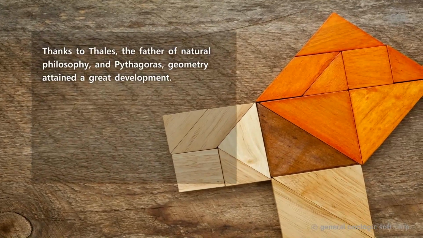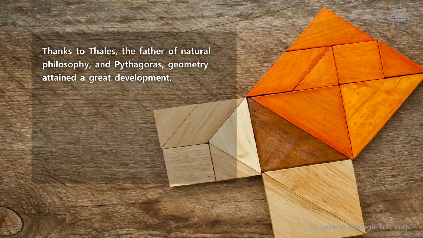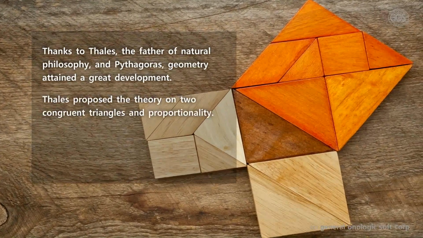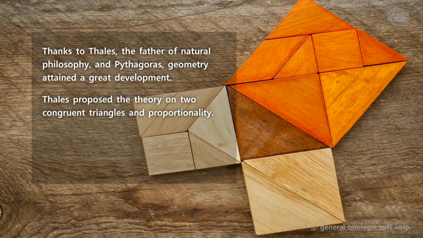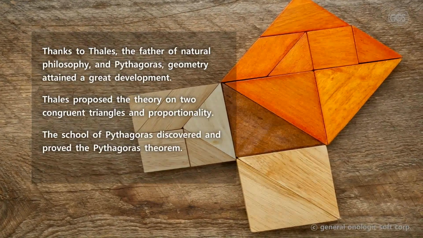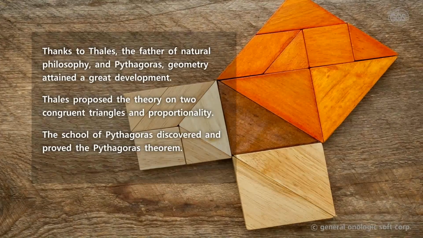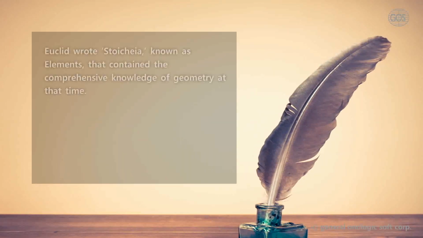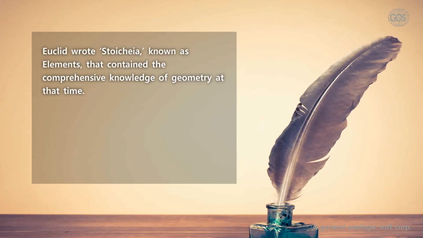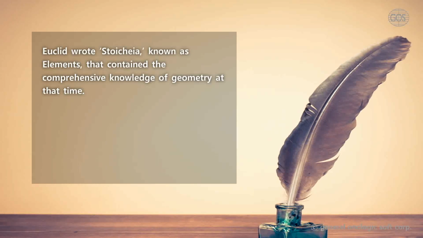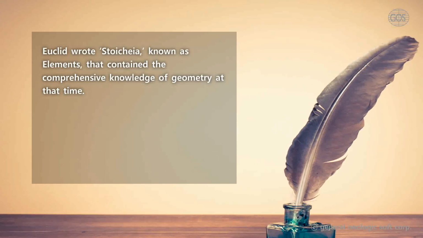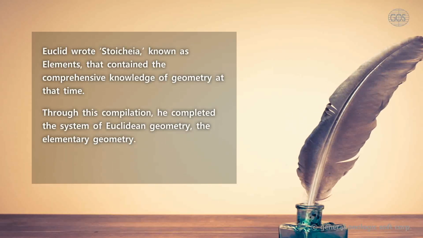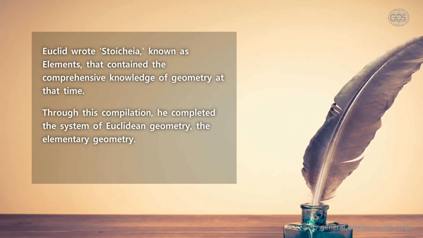Thanks to Thales, the father of natural philosophy, and Pythagoras, geometry attained a great development. Thales proposed a theory on two congruent triangles and proportionality. The school of Pythagoras discovered and proved the Pythagorean Theorem. Euclid wrote Stoicheia, known as Elements, that contained the comprehensive knowledge of geometry at that time. Through this compilation, he completed the system of Euclidean geometry, the elementary geometry.